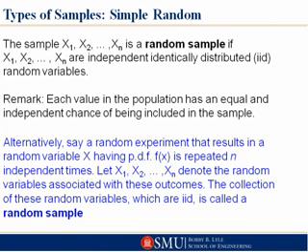Each value in the population has an equal and independent chance of being included in the sample. Alternatively, say a random experiment that results in a random variable x having PDF f of x is repeated n independent times. Each time you run that, let x1 through xn denote the random variables associated with these outcomes. The collection of these random variables, which are IID, independent, identically distributed, is called a random sample.